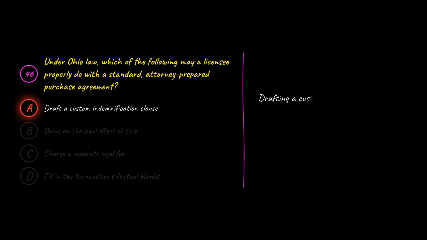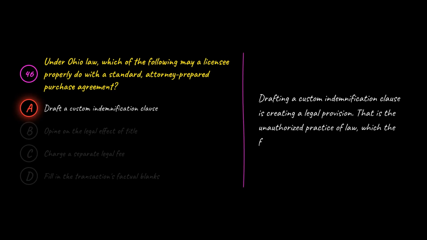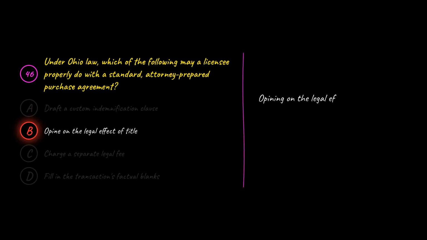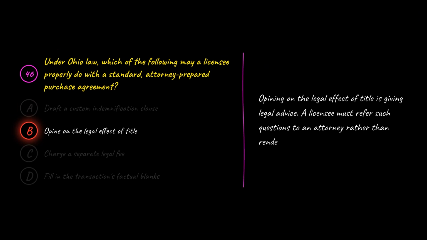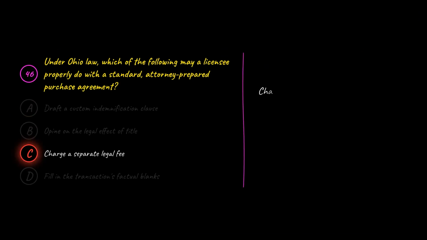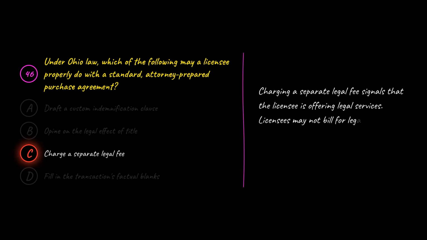A is wrong because drafting a custom indemnification clause is creating a legal provision. That is the unauthorized practice of law, which the fill-in-the-blanks rule expressly forbids. B is wrong because opining on the legal effect of title is giving legal advice. A licensee must refer such questions to an attorney rather than render a legal opinion. C is wrong because charging a separate legal fee signals that the licensee is offering legal services. Licensees may not bill for legal work, which is reserved to attorneys, so a separate legal charge is improper.